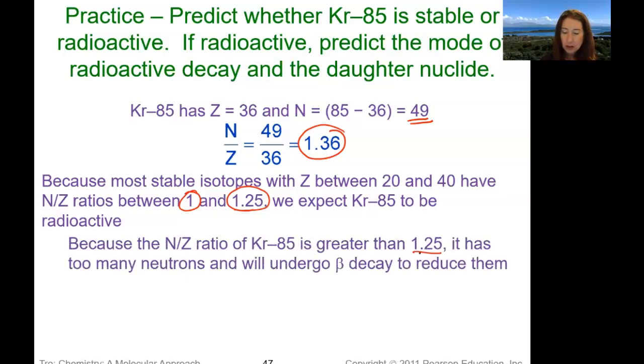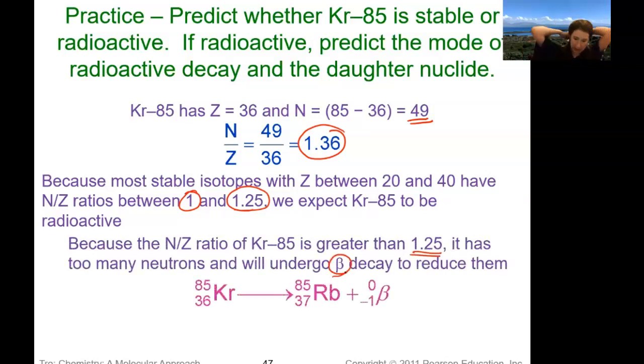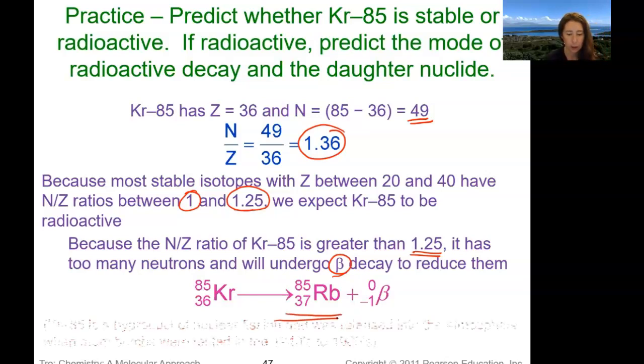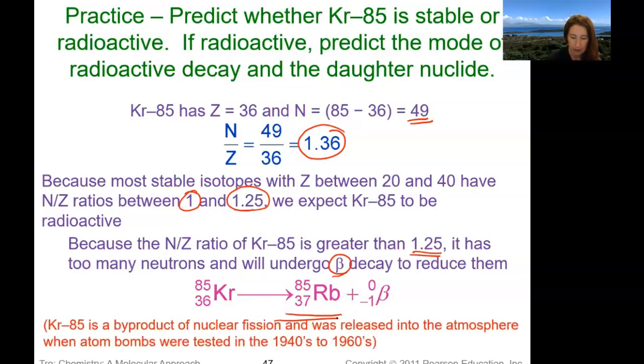And so this is greater than 1.25, so it undergoes beta decay. And if we actually look at that beta decay, we can see indeed it ends up being rubidium, right? And just a little FYI, this is actually a byproduct of nuclear fission, and this was released in the atmosphere when they were testing atomic bombs in the 40s to the 60s. Just a little FYI. We're going to be talking a little bit about this.